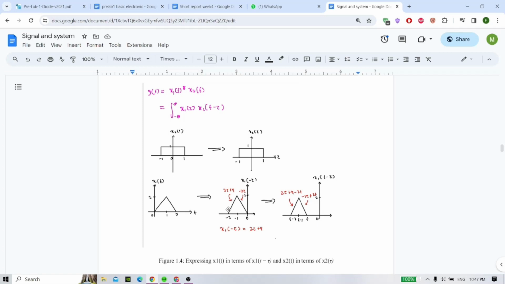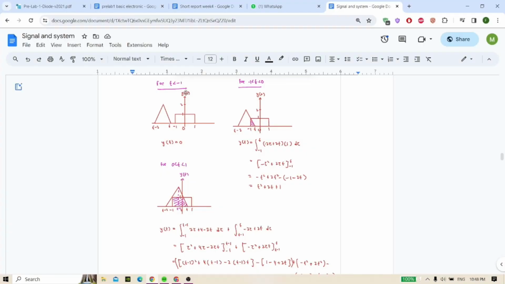To find the equation of the triangle, we can use the linear equation formula, which is y equals mx plus c, and then we get the equation. Next, we plot both of the graphs on the same plane, and we do for t less than -1, so there's no intersection between the two graphs, thus y(t) equals 0.